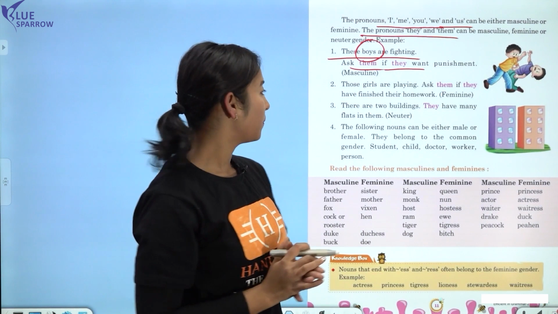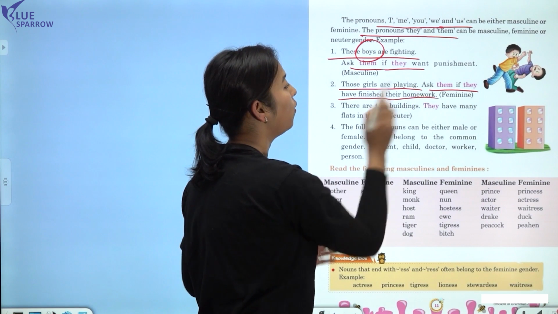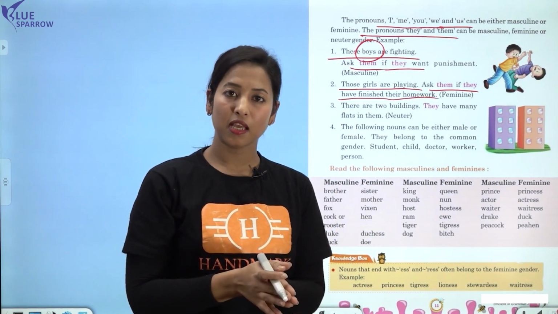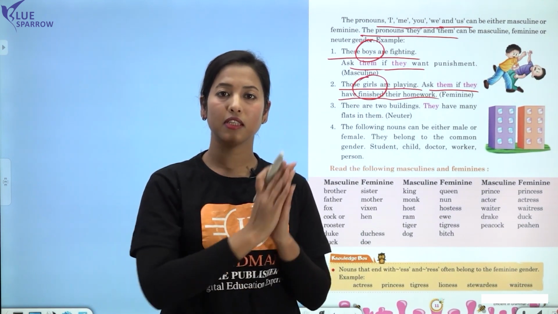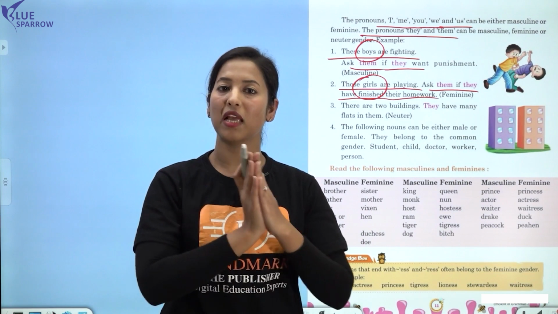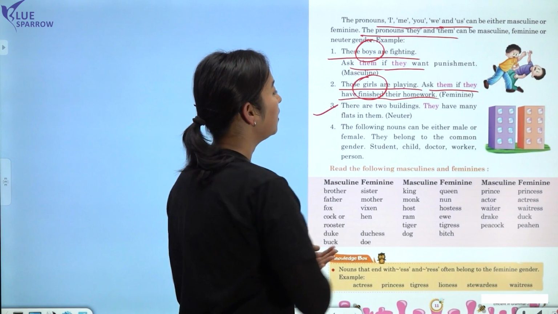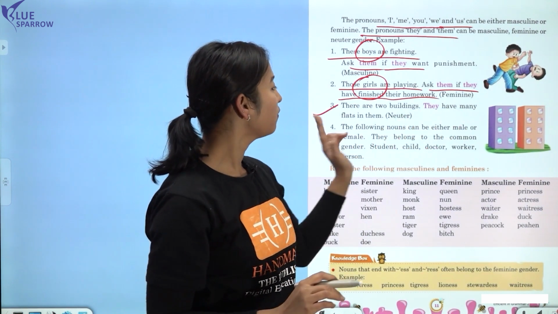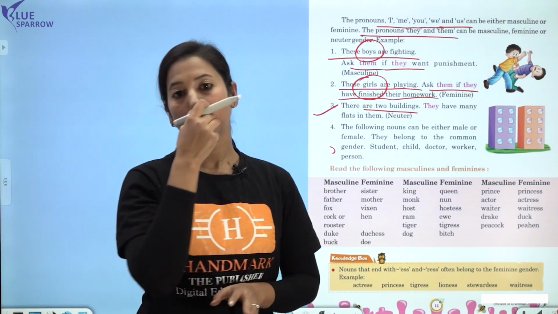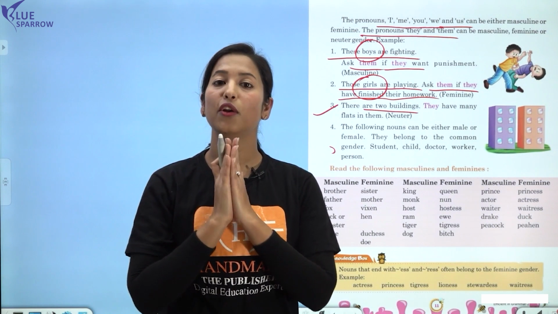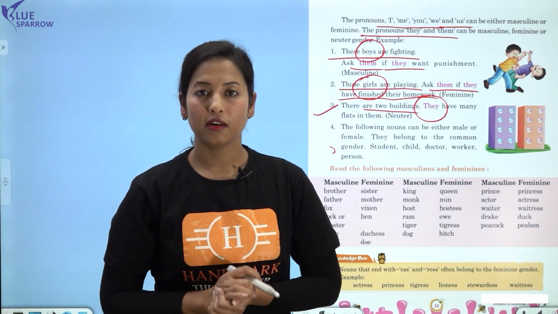Now, in second example, those girls are playing. Ask them if they have finished their homework. So, here they and them is used for these girls. Thus, it is clear that these pronouns can be used either for masculine or for feminine genders. Now, in the third example, there are two buildings. They have many flats in them. So, here buildings are neuter gender because these are non-living things. So, they can be used for neuter gender as well.